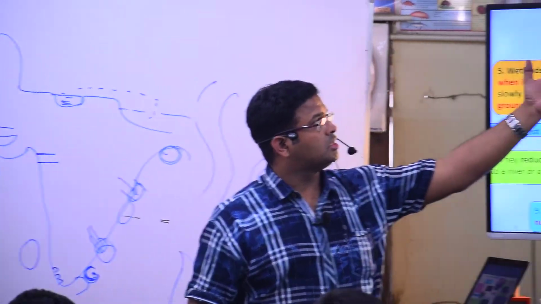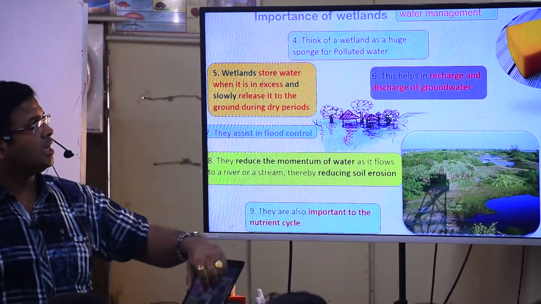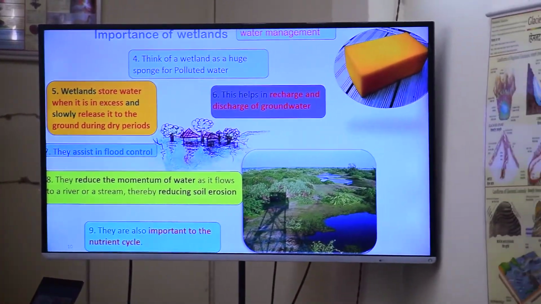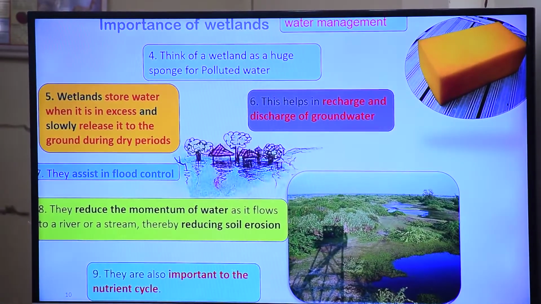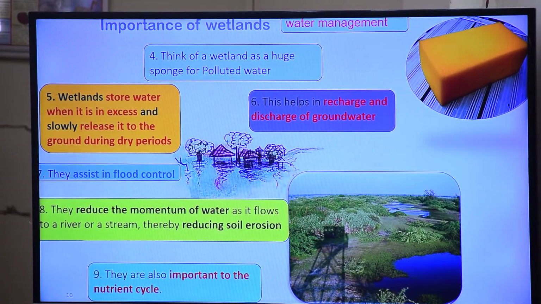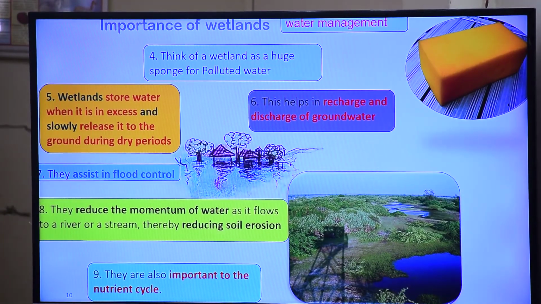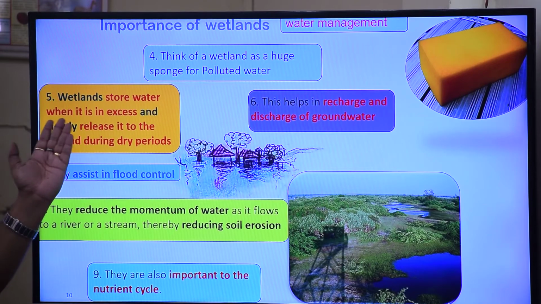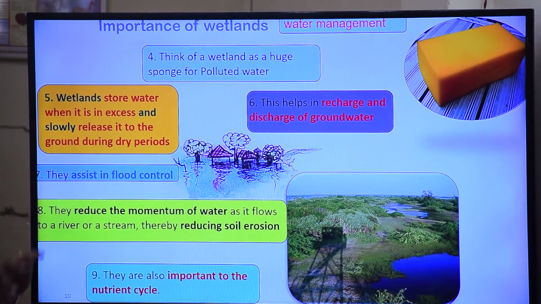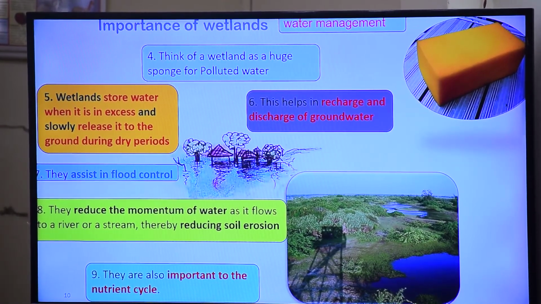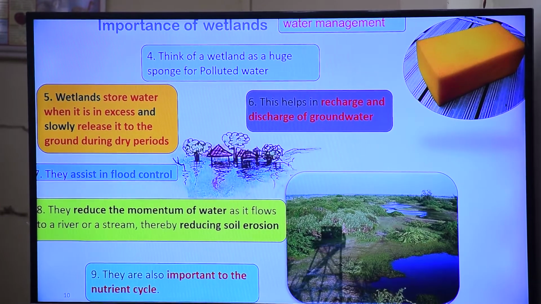Understood? Think of a wetland as a huge sponge of polluted water, and this polluted water will be made free from toxicity by whom? Microbes, largest biodiversity, and I said that it is known as the kidneys of nature. Understood? And then wetlands store water when it is in excess and slowly release it to the ground during what? Dry periods. It means when flood is coming, the flood water is diverted towards the wetland, and then they reduce the momentum of water.